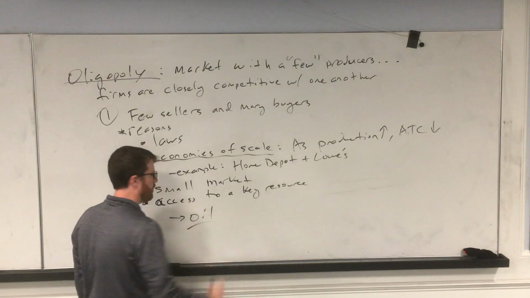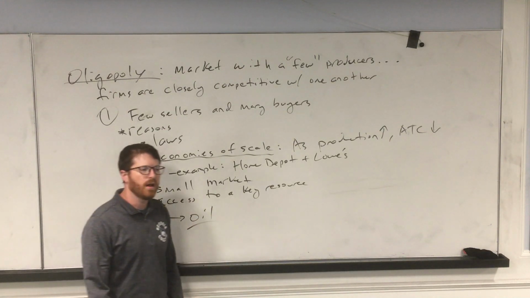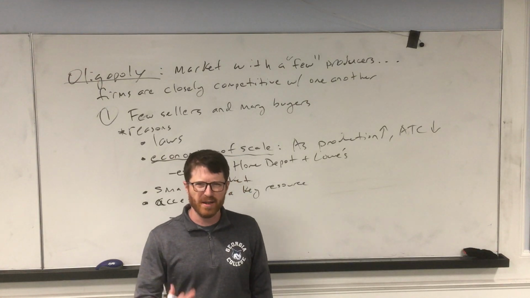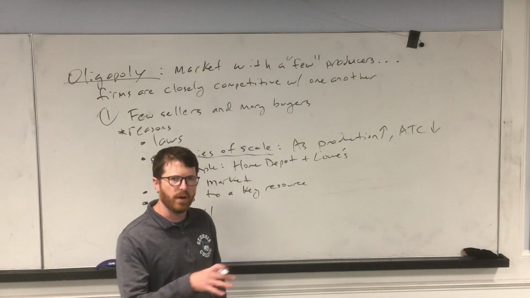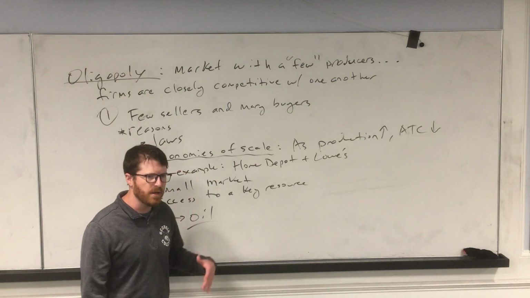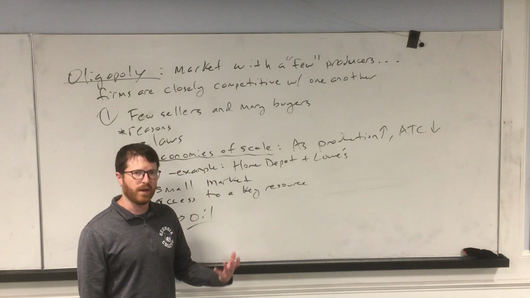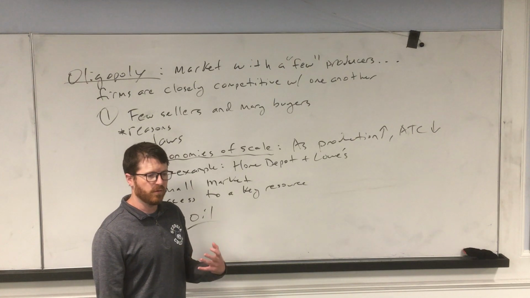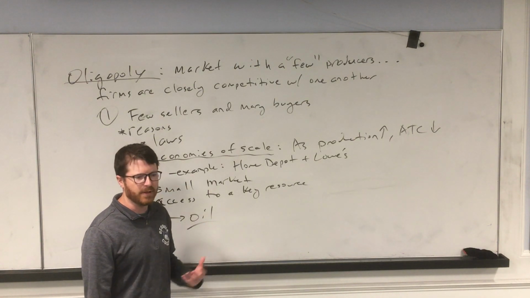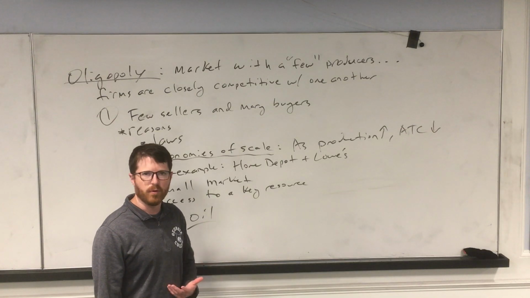Not a perfect example, but right now you might think about oil. There's only so many countries that have oil, and they end up operating similar to oligopolies where they're in direct competition with one another. So the access to the key resource, it could be access to a resource like oil or some sort of rubies or something like that, some type of mineral, or it could be access to something like an Atlanta State Farm Arena.